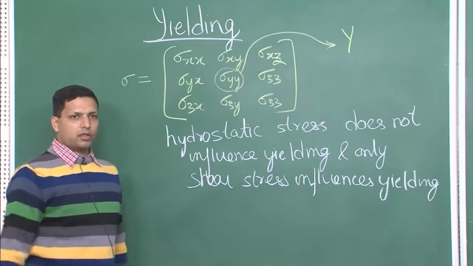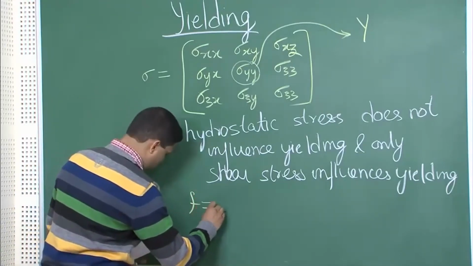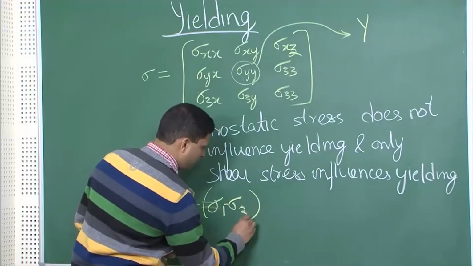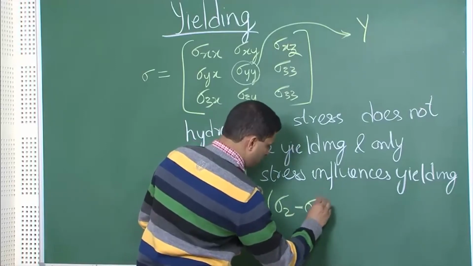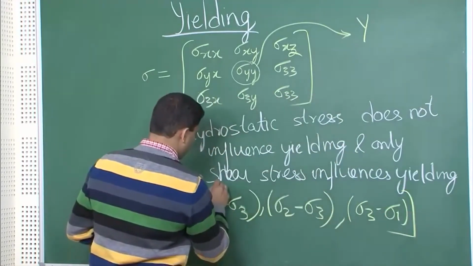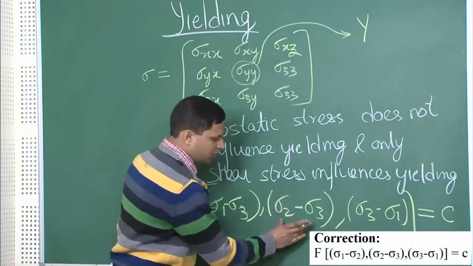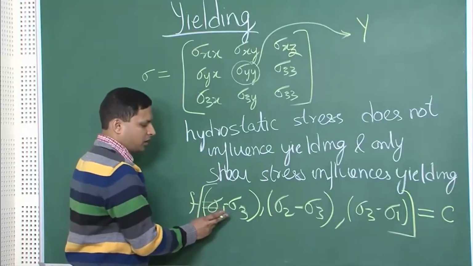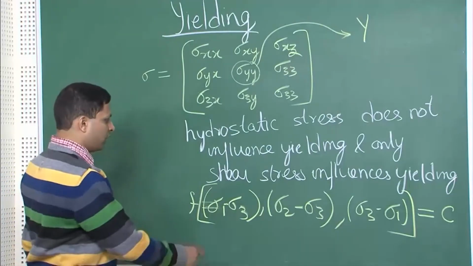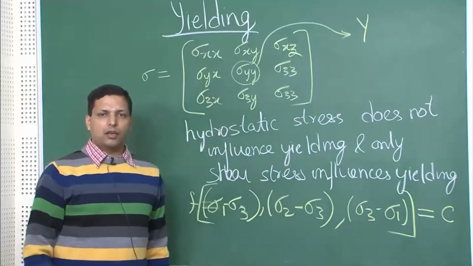If we take this statement into account, then we can say that this is a function of shear stress. Let us write it as a function of sigma 1 minus sigma 3, sigma 2 minus sigma 3 and sigma 3 minus sigma 1. When this function reaches some critical value c, we do not know what this function is right now, but all we know is that it has to be a function of shear stresses, and in terms of principal stresses, sigma 1 minus sigma 3, sigma 2 minus sigma 3 and sigma 3 minus sigma 1 all represent the 3 shear stress components. So, now we have a form of the equation in terms of shear stresses, and when this function reaches a critical value c, we will say that the material is plastically deforming or yielding.